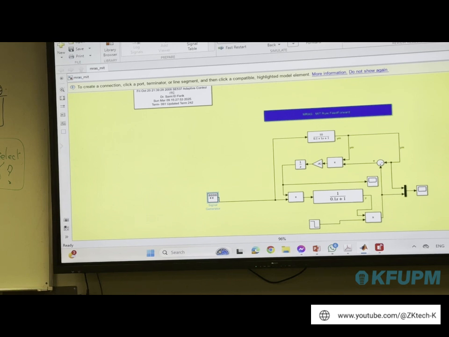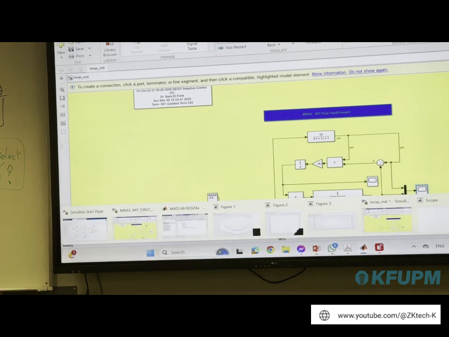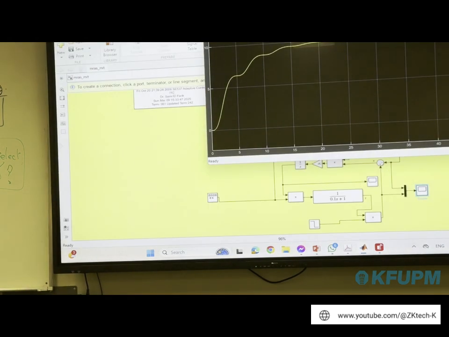There's nothing difficult. So this is my simulation. So I'm comparing my reference YM to my output in order to see how well I'm doing. Where is it? So let me close it and then we'll try it again.